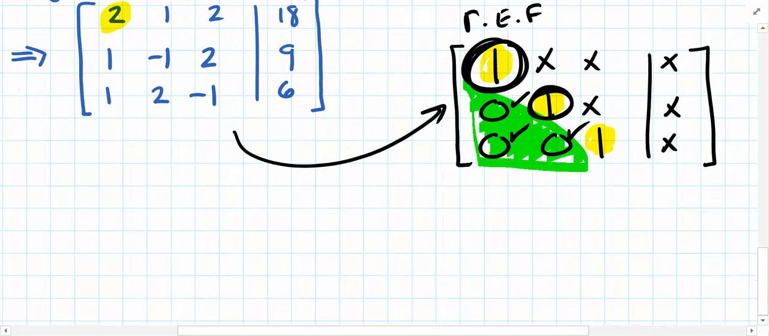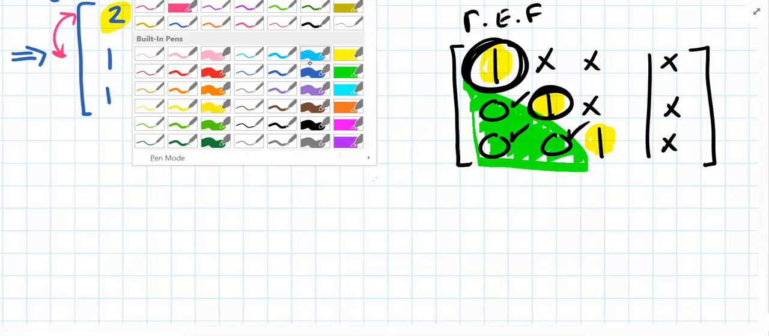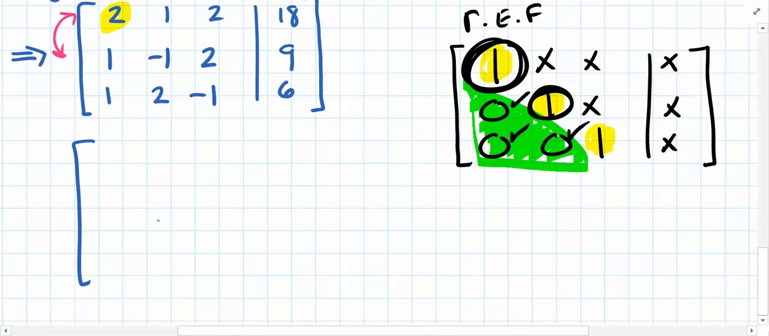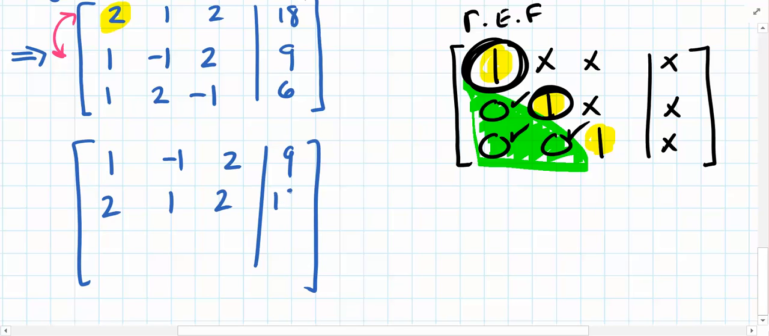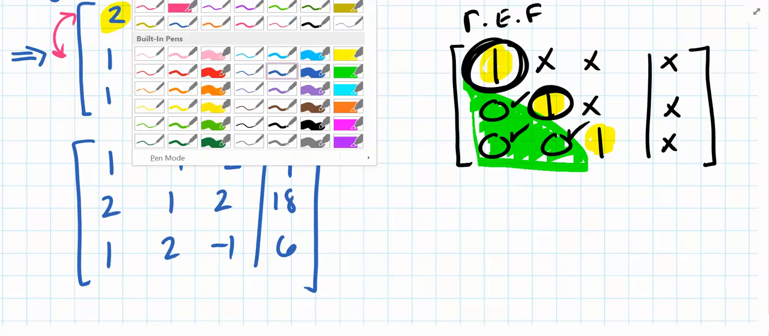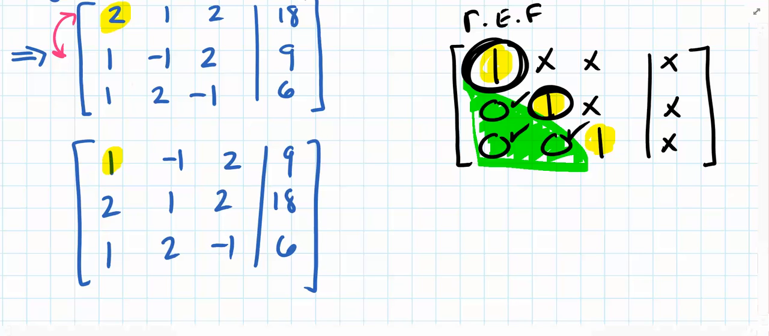So this is what we've agreed to do. Okay, so below that, since I'm running out of space, I'm just going to go down lower here. Usually I would work to the left, but I'm running out of space. So if I swap those, I get this: 1, -1, 2, 9. Then I get 2, 1, 2, 18, then 1, 2, -1, 6. Everybody cool with that part? Good. We've swapped row 1 for row 2. Okay, now that I have a leading 1 in this position, my next goal is to make this entry and that entry a 0.